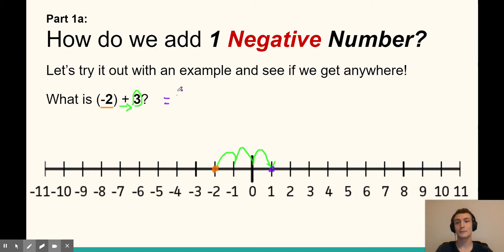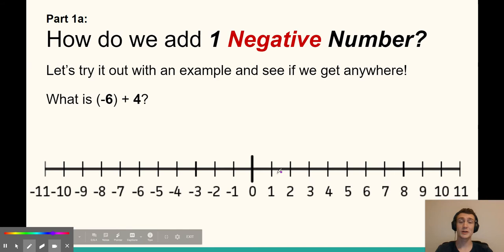Awesome. One more like this. Here we go. Negative 6 plus 4. Okay, negative 6 plus 4 is pretty simple here, guys. Same exact thing. We start at negative 6. Negative 6 is our starting point. And we're just going to add 4. We don't have anything special because the plus isn't next to a minus or anything. It's just a plus. So we just go 1, 2, 3, 4.